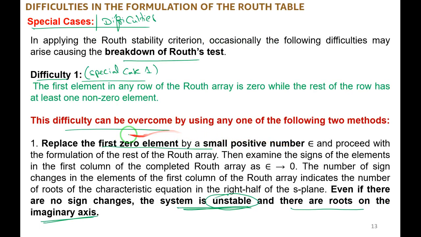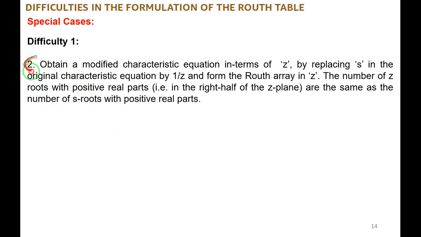That is one thing. Another method, the second method, how to overcome this difficulty 1. Obtain a modified characteristic equation in terms of z by replacing s in the original characteristic equation by 1 by z. Suppose I have a characteristic equation like this, s cube plus s square plus 2s plus 1 equal to 0. I'm just taking an example. I don't know whether it works out or not. Let me assume that difficulty 1 is coming by using this characteristic equation.